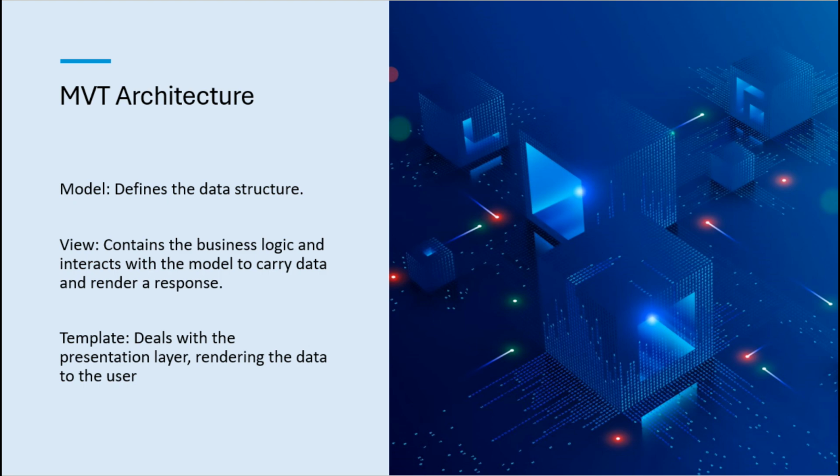The model layer handles the data and business logic, interacting with the database to retrieve, save, and manipulate data. The view layer processes client requests, performs necessary operations using the model, and returns the appropriate response. The template layer is responsible for rendering the HTML content that the client sees, dynamically generating web pages based on the data provided by the view.